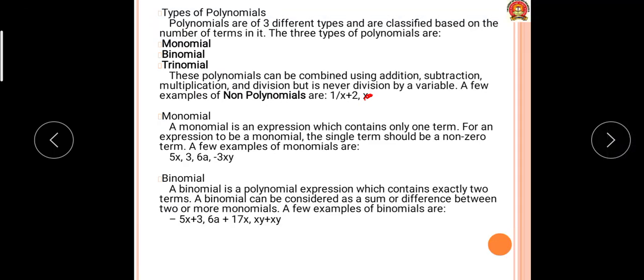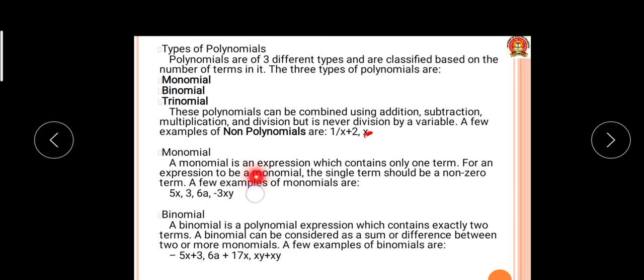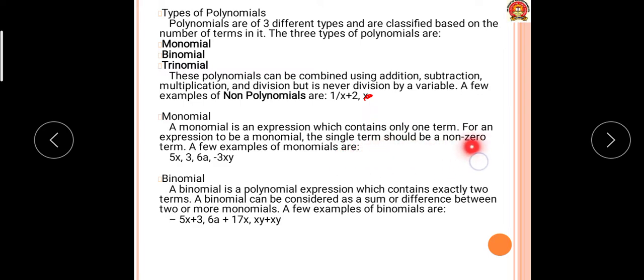Now see the monomial. A monomial is an expression which contains only one term. For an expression to be a monomial, the single term should be a non-zero term. A few examples of monomials are 3, 5x, 6a, minus 3xy. Now if you are thinking, is 3 also a monomial? Yes. When there is no variable, it means that the degree of that variable is 0. That is x raised to the power 0, and that is equal to 1. So these are examples of monomials.